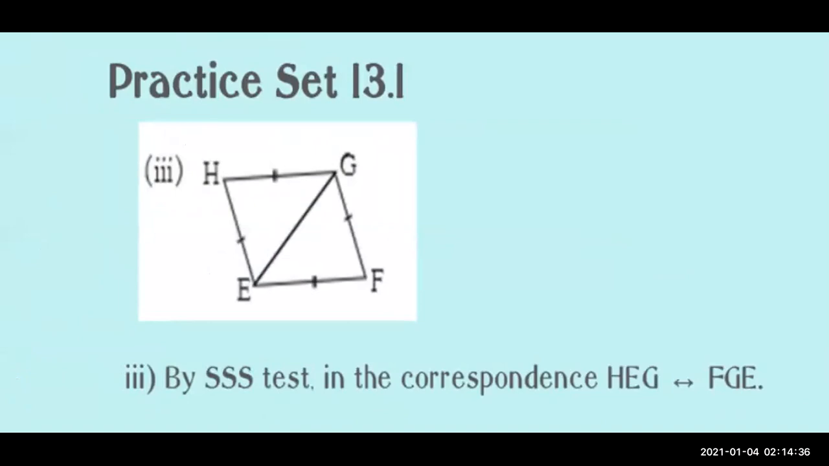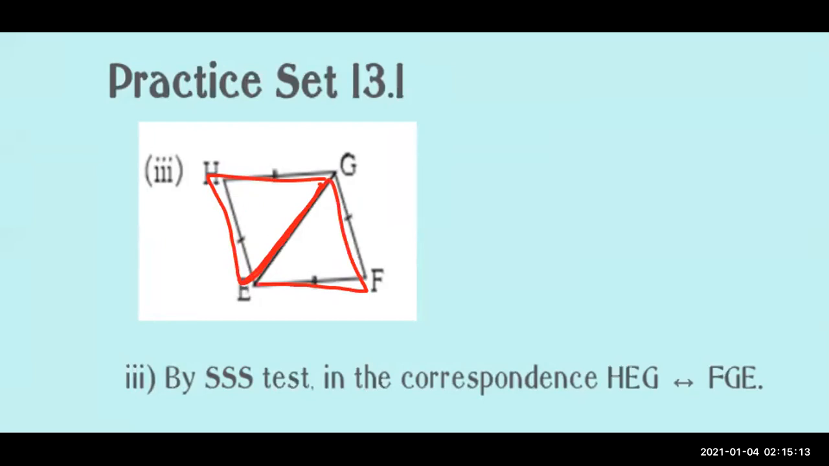Okay. Now the next figure. The next figure is HEFG. Now here first it is H. This H corresponds to F. E corresponds to G, and G corresponds to E. There are two figures. This is our first figure. This is our second figure.